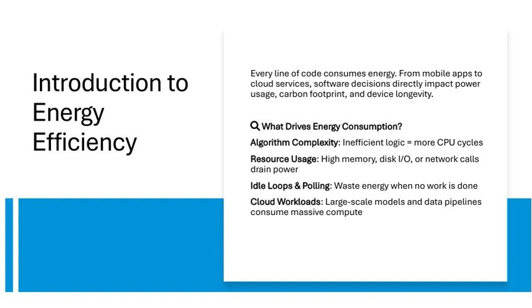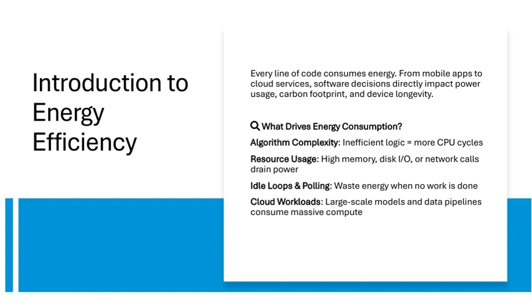Now, let's explore what drives this energy consumption. First, algorithm complexity plays a big role. If we use inefficient logic, it means more CPU cycles are needed to get the job done. More CPU work means more energy consumed. Next, resource usage. High memory usage, disk I/O operations, or network calls all drain power. The more resources our software uses, the more energy it requires.